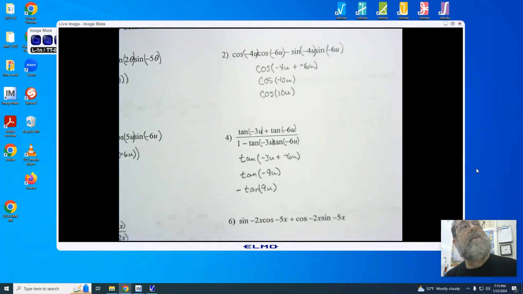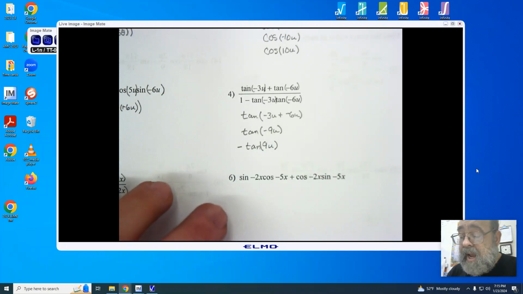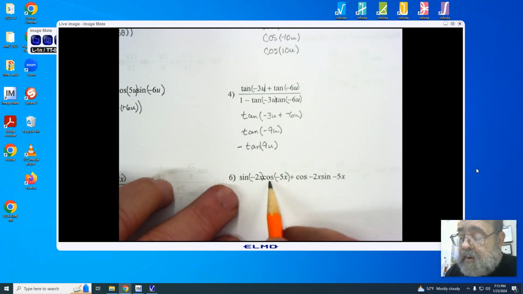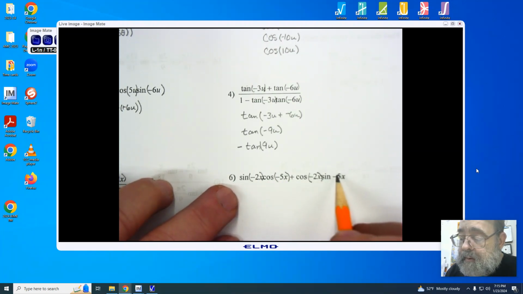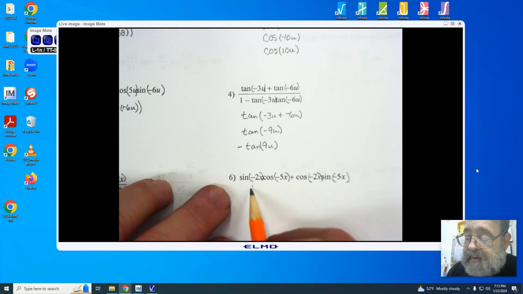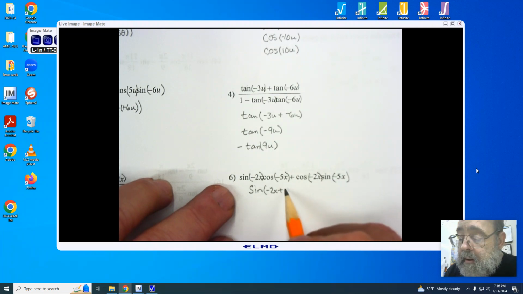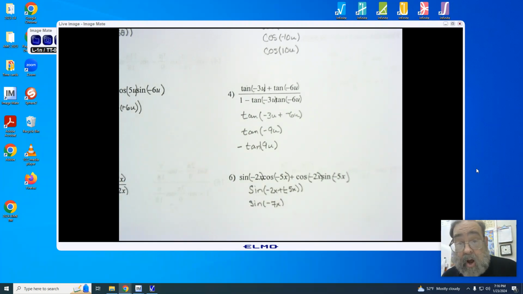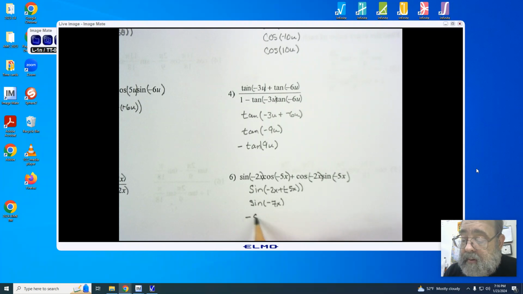Number 6. Once again, put the parentheses in so that you can see what it is. This is a sine cosine plus cosine sine, so we know we're dealing with the sum of a sine function. Sine of negative 2x plus negative 5x. Adding them together gives me the sine of negative 7x. Because sine is an odd function, the negative will come out, and I have the sine of positive 7x.